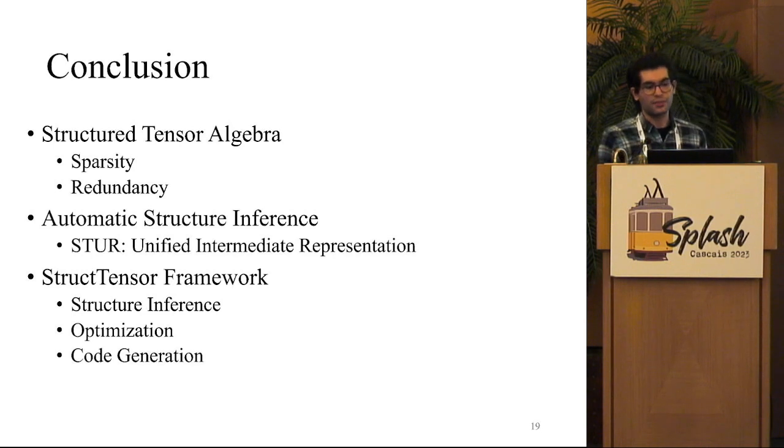And in this framework, we do automatic structure inference using STUR, which is our unified intermediate representation. And we introduced StructTensor, our framework, and it does all of the automatic structure inference, optimization, and code generation.